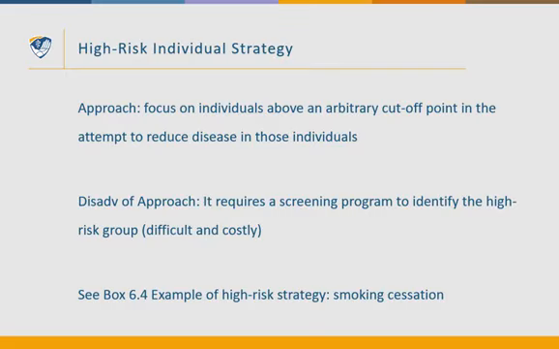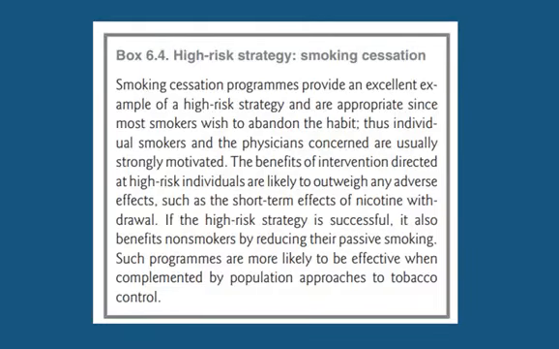High-risk individual strategy. The approach here focuses on individuals above an arbitrary cutoff point in the attempt to reduce disease in those individuals. The disadvantage is that it requires a screening program to identify the high-risk group. This is difficult and costly. An example of a high-risk strategy is smoking cessation. What I'll have you do here is read through this, so pause the recording now. Okay, I've assumed that you paused the recording and read through this. This is an example, again, of a high-risk strategy.